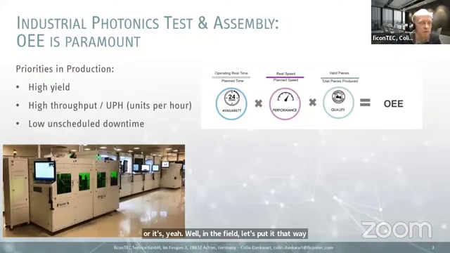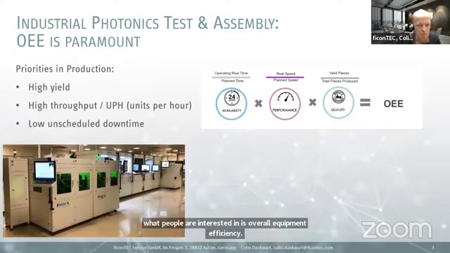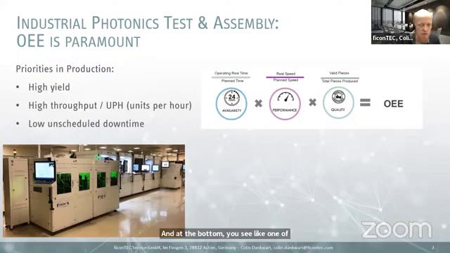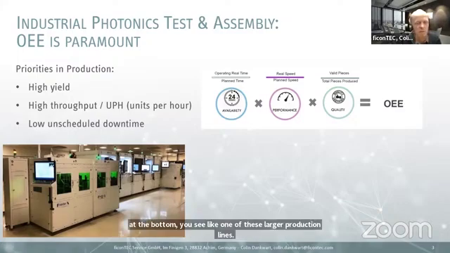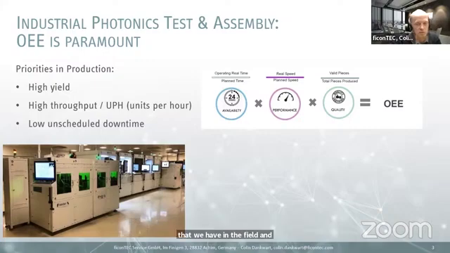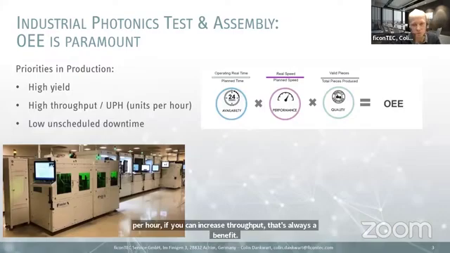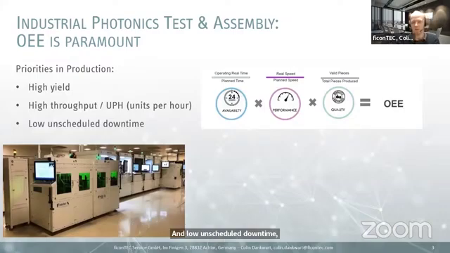Really, what people are interested in is overall equipment efficiency. And at the bottom, you see one of these larger production lines that we have in the field. The overall equipment efficiency that people want is essentially a combination of high yield and high throughput, so UPH, units per hour. If you can increase throughput, that's always a benefit. And low unscheduled downtime, which can also be expressed in terms of availability.